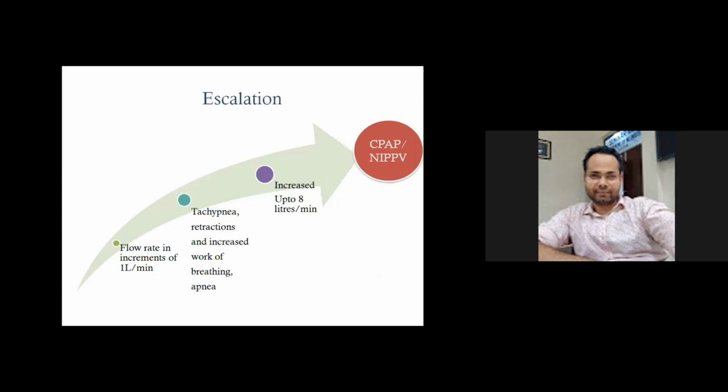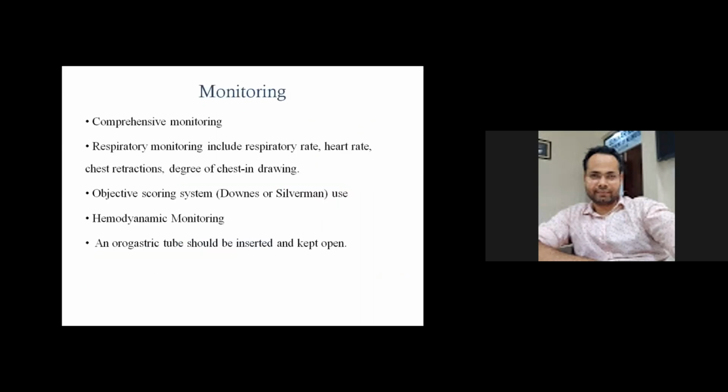To escalate, the flow rate in increments of 1 liter per minute should be used, guided by the tachypnea, retractions, or work of breathing. It can be increased maximum up to 8 liters, and beyond which we need to consider CPAP and NIPPV.